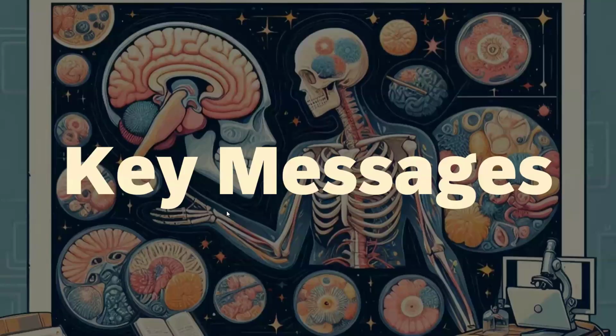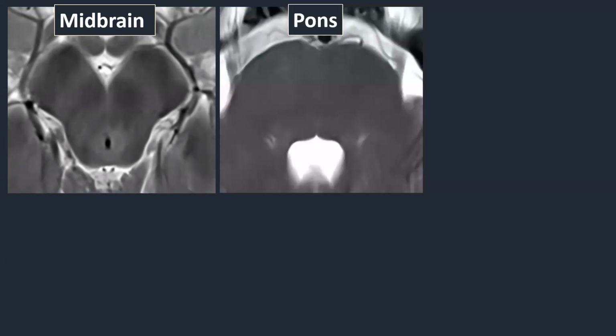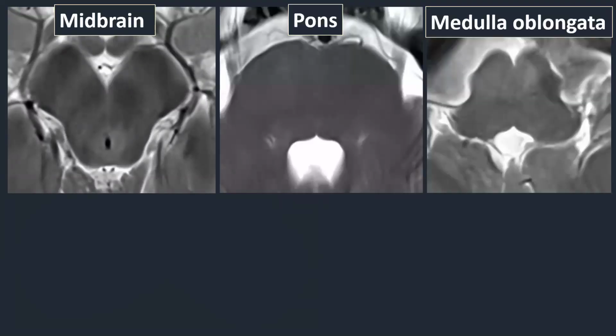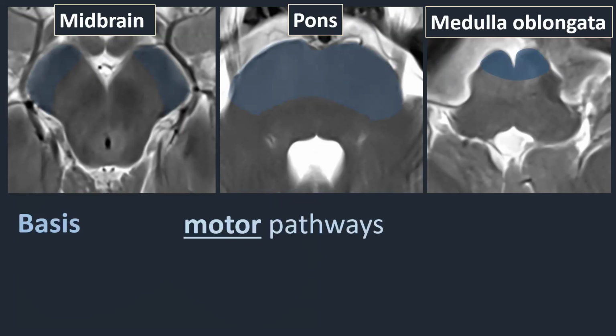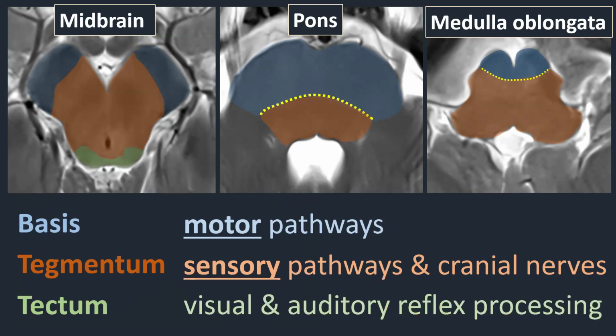Okay, key messages, and I'm keeping them short despite the fact that it was a very large presentation. So I tried to simplify the anatomy of the brainstem for you, and I hope I succeeded. We can divide the brainstem in three parts: the midbrain, the pons, and the medulla oblongata. And in these various parts, we find three layers. Well, mostly two layers, and in the midbrain three, namely the basis containing the motor pathways, the tegmentum containing the sensory pathways, and also cranial nerve nuclei, and in the midbrain, we have the tectum containing nuclei responsible for visual and auditory reflex processing.